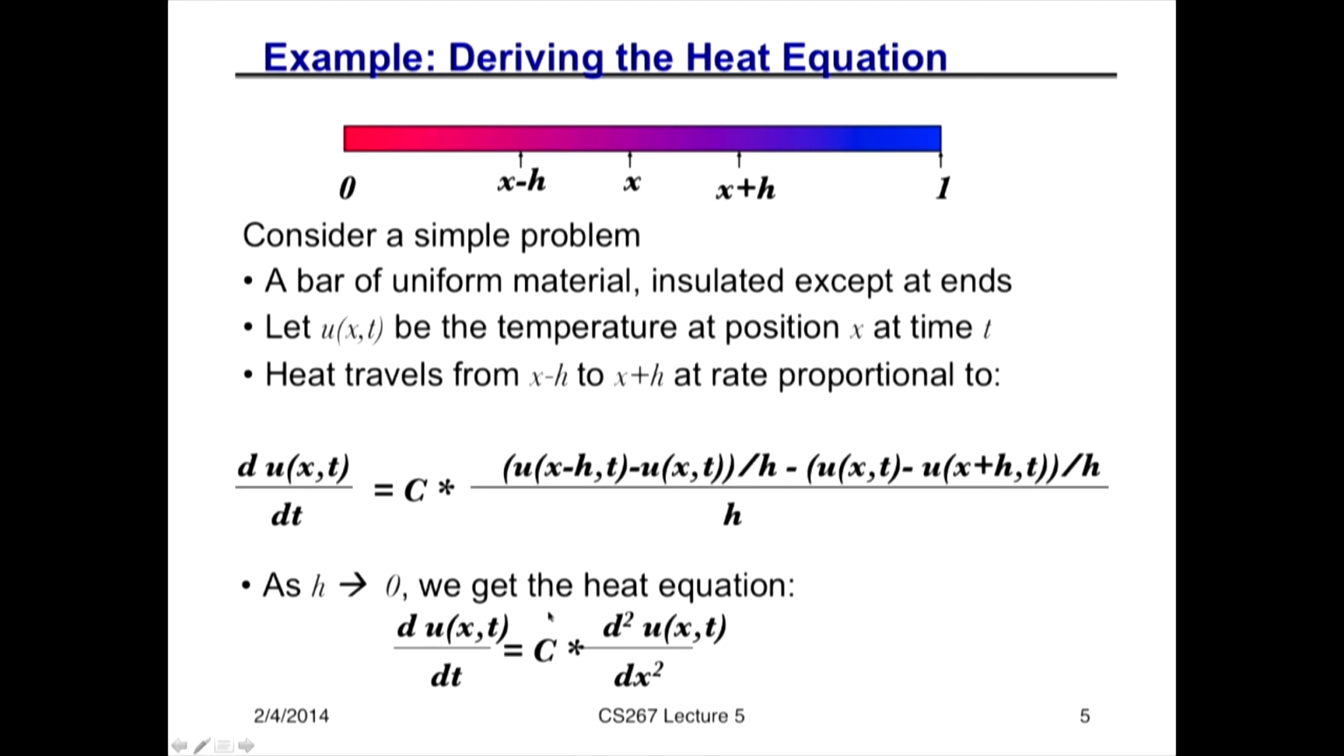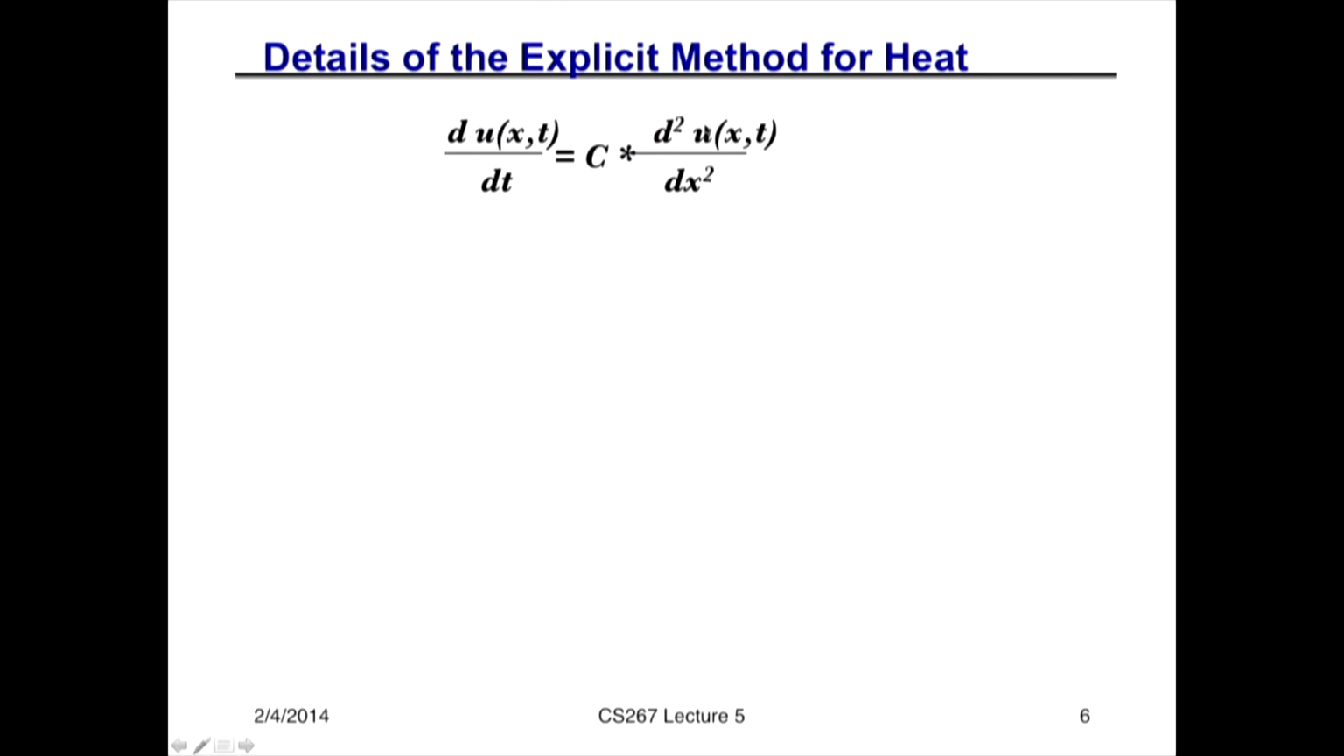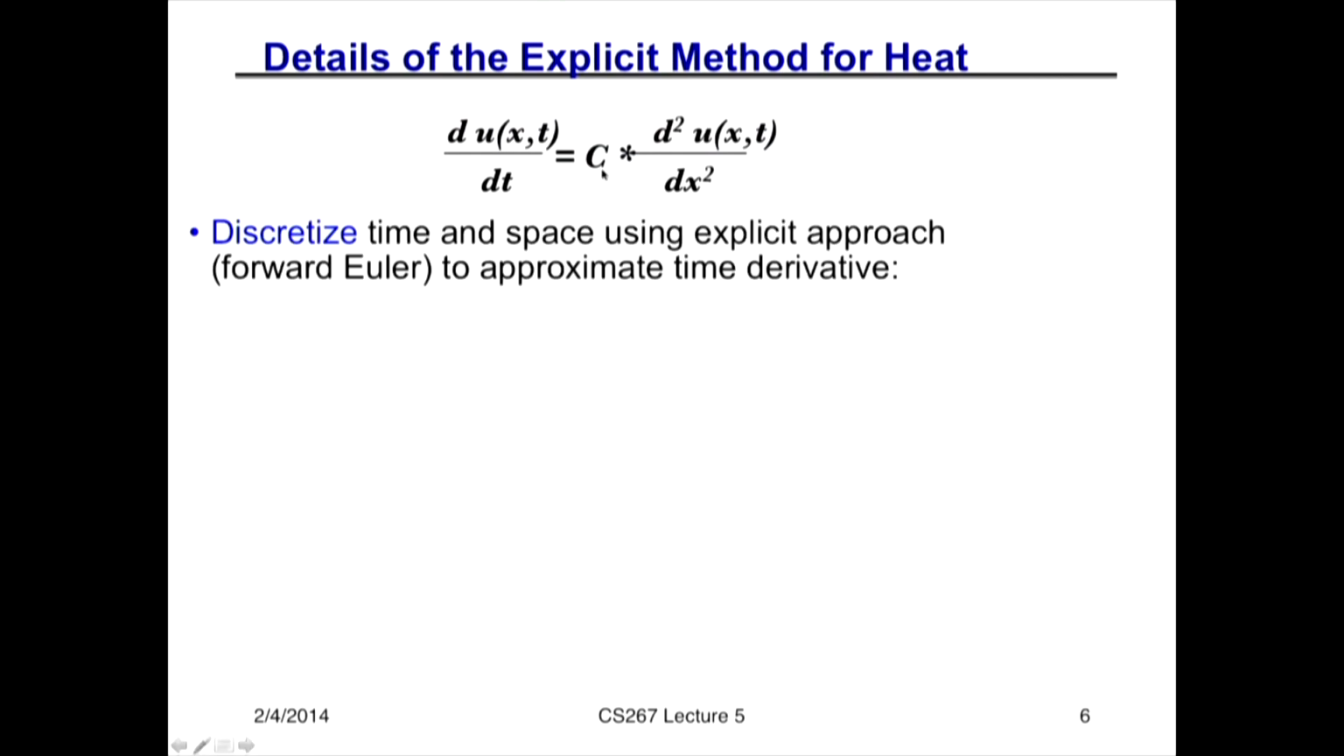So that's what we need to solve. And how am I going to discretize it? I mean, this is pretty much the discretization. But let me just start from this point and write down some different ways of solving it. So there's the heat equation again. And there's some constant that depends on the conductivity. So what I'm going to do is start with the explicit method, analogous to what we did with the ODE.